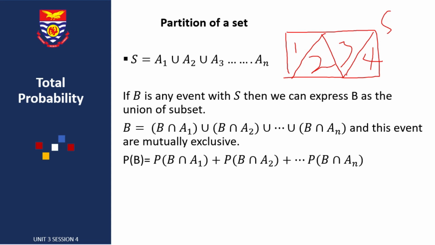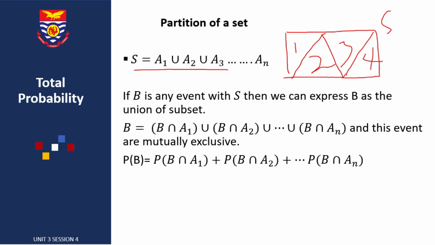You can see from here that the sample space S equals A1 union A2 union A3 union A4. So when you take the union of all the partitions, it should be equal to the sample space. If B is any event in S, then we can express B as a union of subsets. So B equals B intersection A1 union B intersection A2, up to the union of B intersection An, where n is the number of partitions, and the events are mutually exclusive.